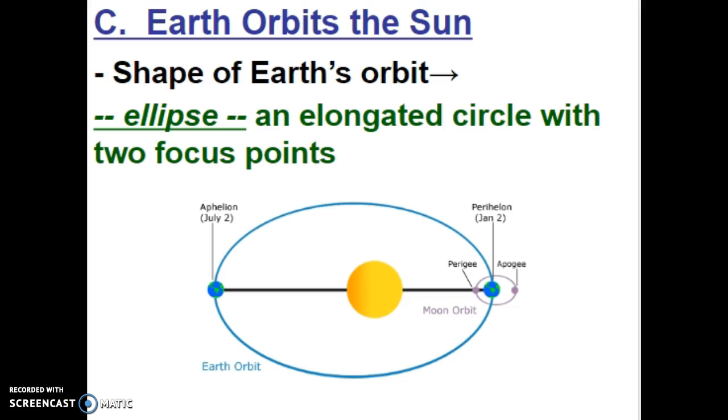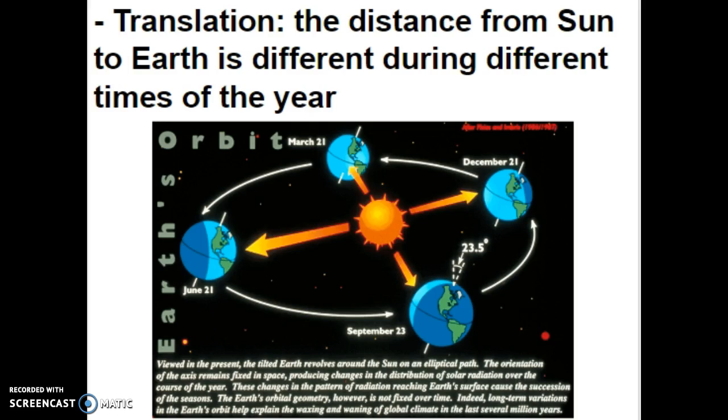The Earth revolves around the sun in the shape of what's called an ellipse. You can think of an ellipse as like a circle that's been squashed a little bit. It's an elongated circle with two focus points, the sun being one of the focus points and then the Earth being the other focus point. So what this means is that the distance from the sun to the Earth is different during different times of the year because we do not revolve in a perfect circle. And we'll learn later that this distance from the sun to the Earth has nothing to do with how our seasons change.